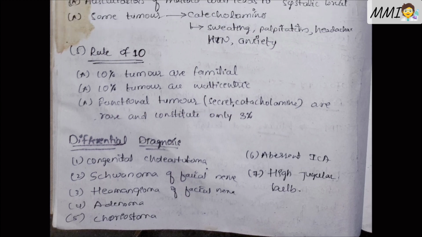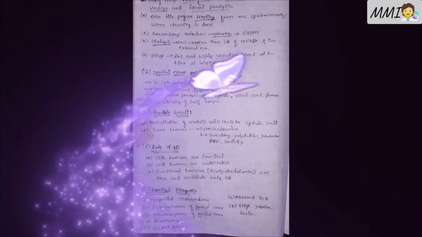Differential diagnosis: congenital cholesteatoma, schwannoma of the facial nerve, hemangioma of the facial nerve, adenoma, choristoma, aberrant internal carotid artery, and high jugular bulb. These are the differential diagnoses. It follows the 10% rule: 10% are familial, 10% multicentric, and 3% release catecholamines.